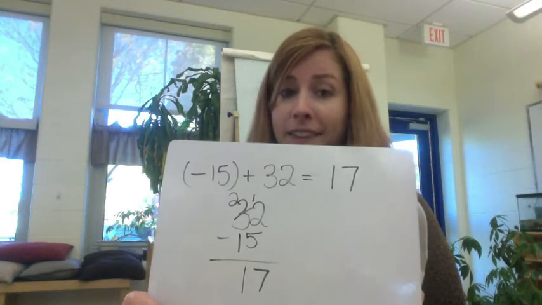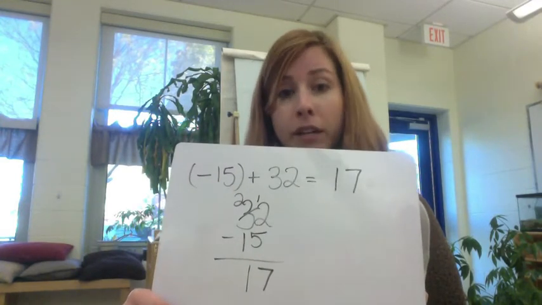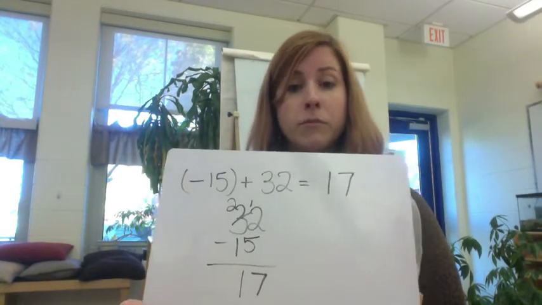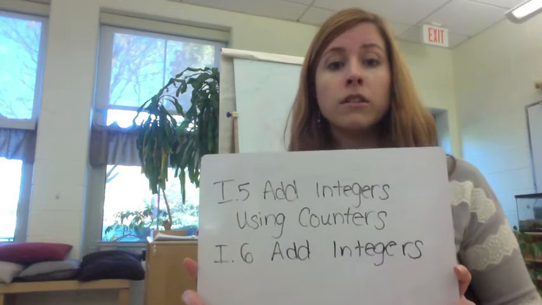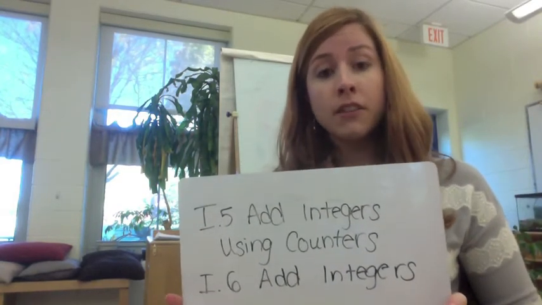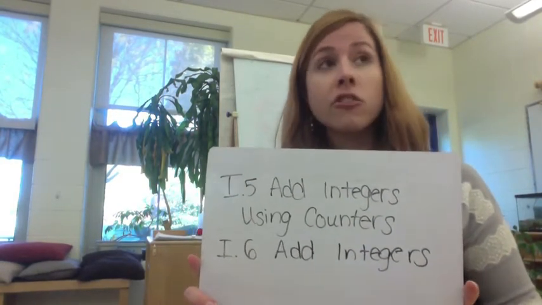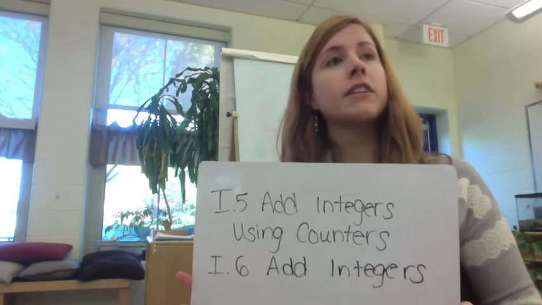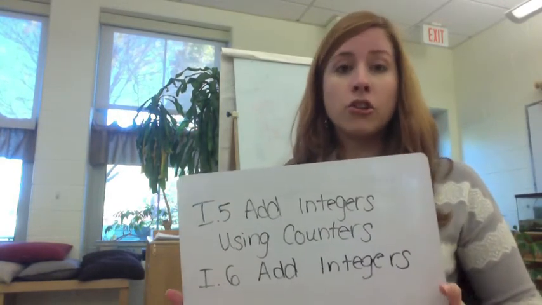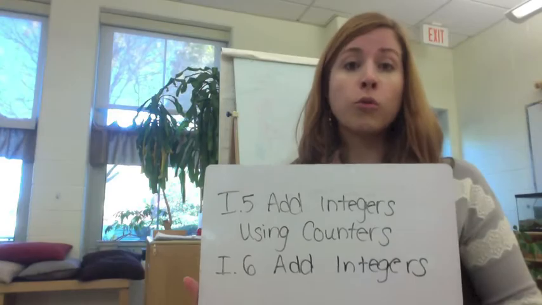If you did not get this, then you need to watch the video again to ensure you know what you're supposed to be doing. So your job now is going to be to practice these skills on IXL. Under grade 6, choose I5, add integers using counters, or I6, add integers, and show what you've learned.